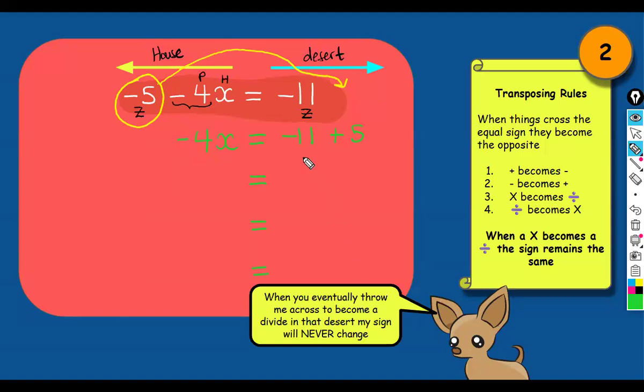So we're going to add up this side now. Let's add up -11 and 5. You should be able to do this really easily by now. -11 plus 5 is -6, if I'm not mistaken, right? When the signs are different, you subtract and then put back the sign of the larger value.